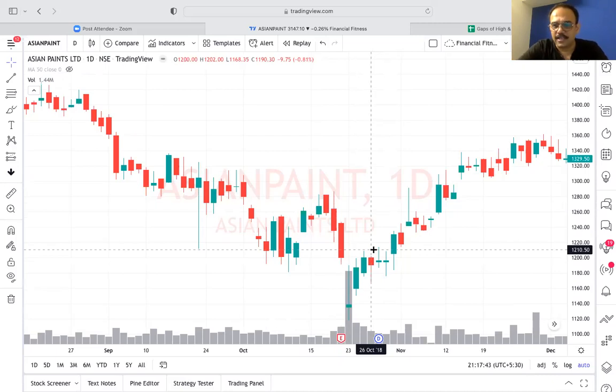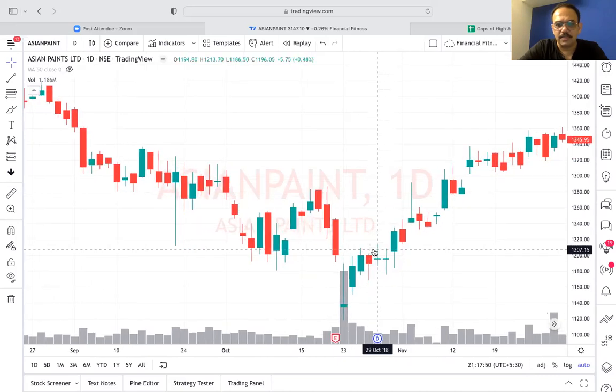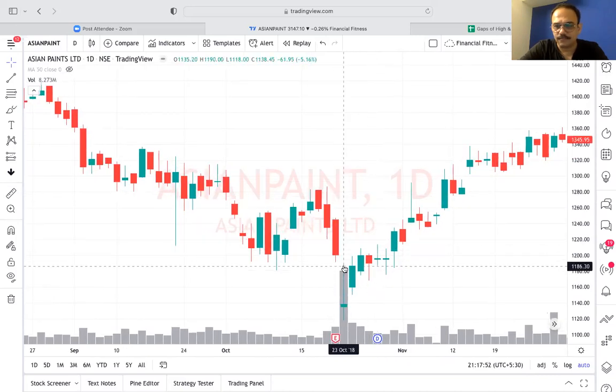Okay, so KK is asking, gaps have to be seen on alternate days. Yes, that's what we have to see. It has to be seen between this and this.